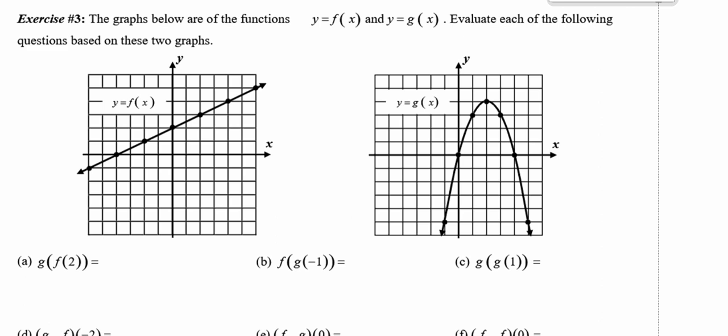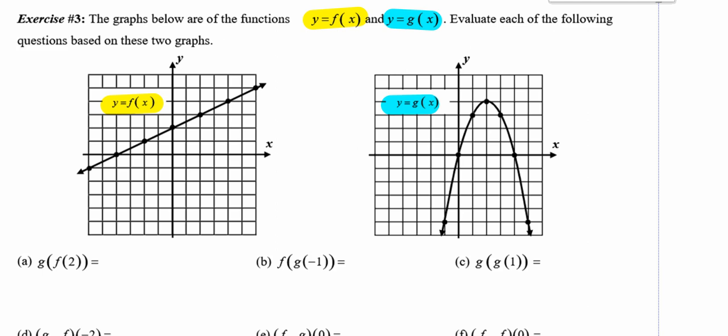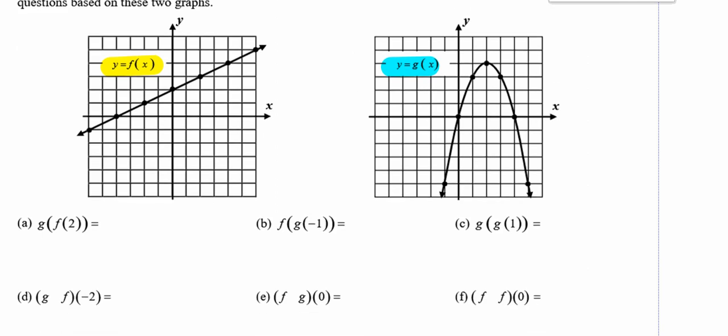Okay, so exercise 3. The graphs below are the functions y equals f of x and y equals g of x. I'm going to highlight these. y equals f of x is this line. And y equals g of x is this portion highlighted in blue. Evaluate each of the following questions based on these two graphs. So what I have here is the first one for A says g of f of 2. It looks like a lot going on here, so I'm going to highlight in yellow.